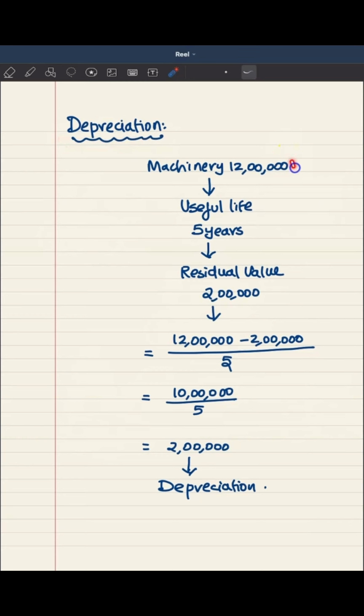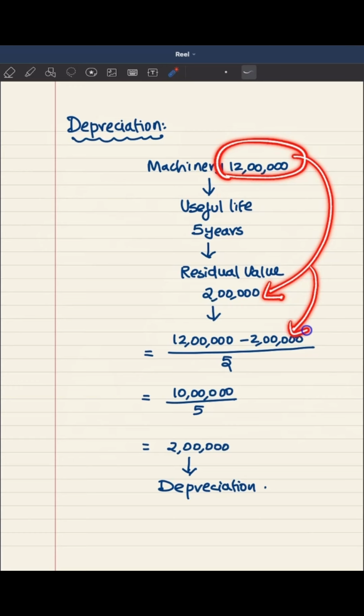Imagine there is a machinery purchased for 1.2 million, that is 12 lakhs, and its useful life is 5 years only. At the end of the 5th year, this machinery can be sold for 2 lakhs. It means you are spending 12 lakh now and you will get 2 lakh at the end of 5th year. So in effect, your investment is only 12 minus 2, 10 lakh. So this 10 lakh has to be apportioned over a period of 5 years, which is the useful life.